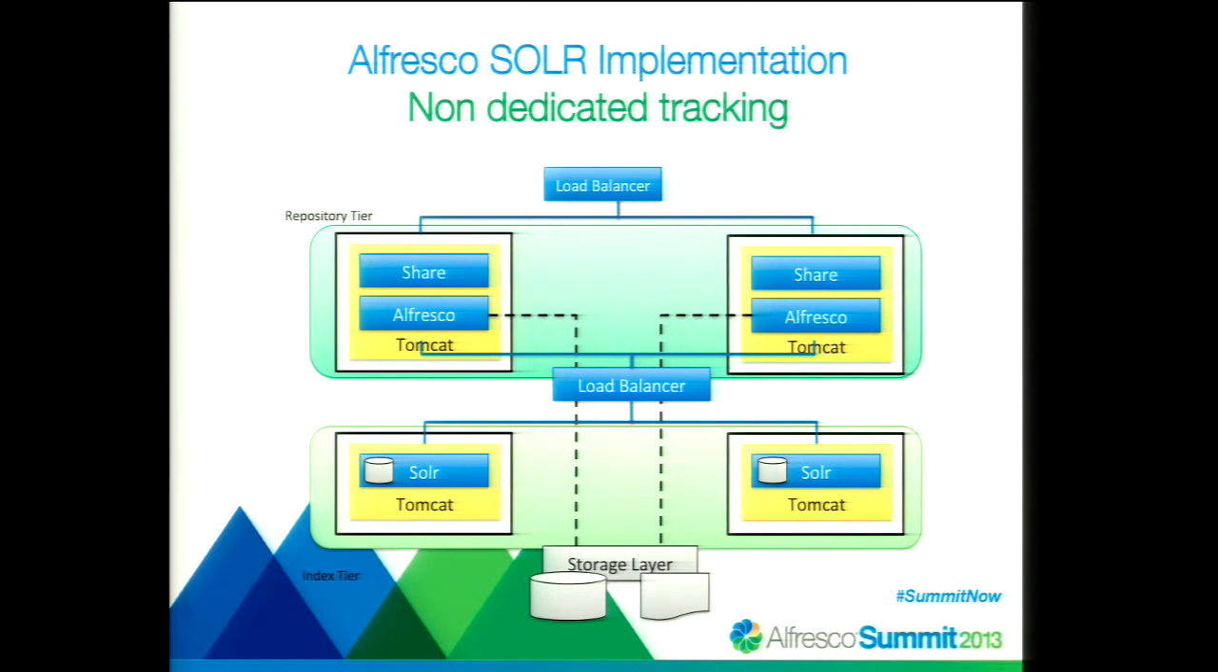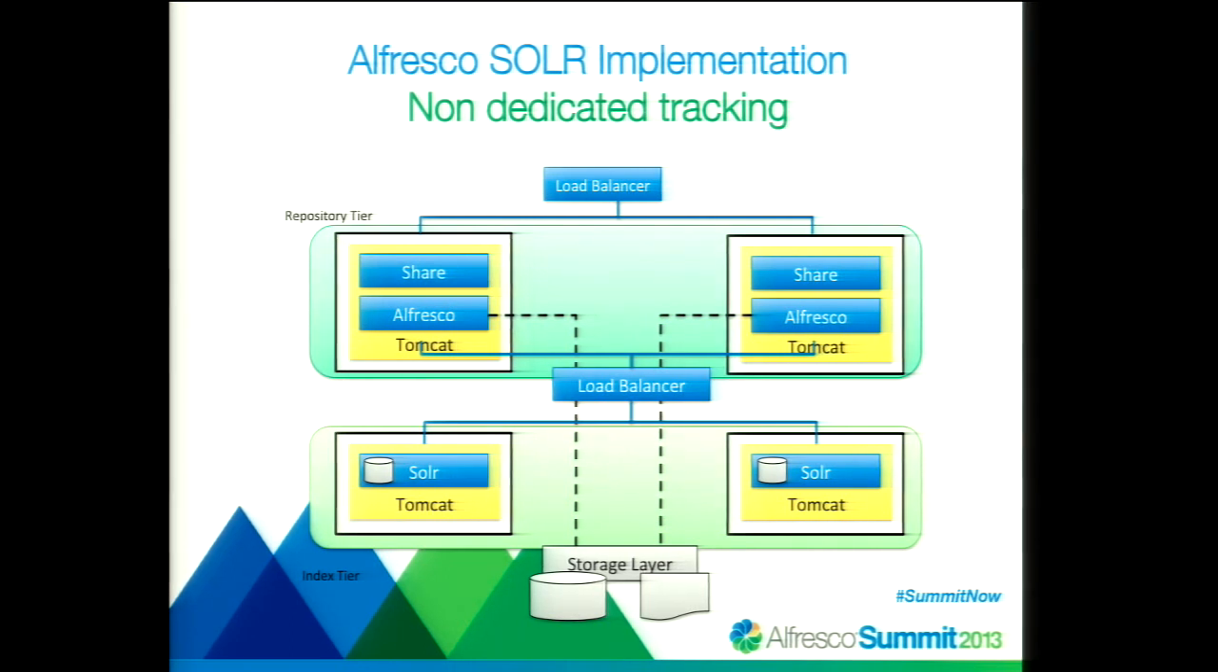There is another option, which is to use non-dedicated tracking, which means that you have separate SOLRs, or a farm of SOLR servers, which we call the index tier. This is suitable when you have a load on search, and then you can load balance your search queries across different SOLR servers. And when you have performance problems, all you need is to put another server there.